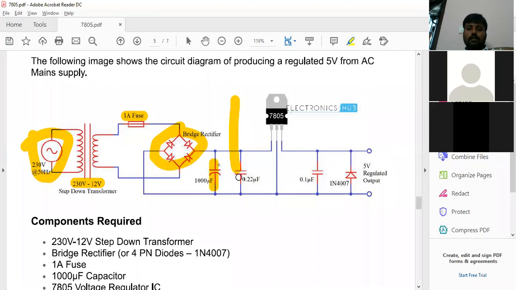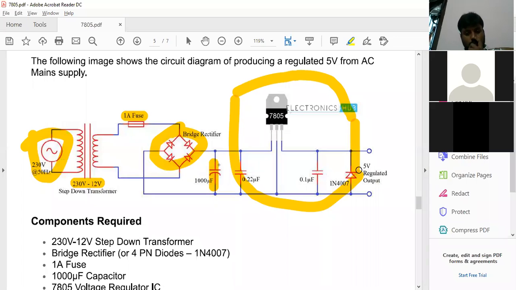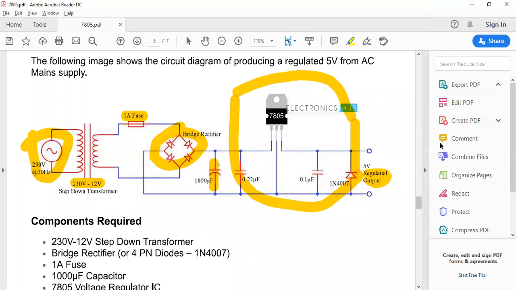And after that, here is the circuit showing only the regulator IC 7805. 0.22 microfarad and 0.1 microfarad capacitors are on the input and output side of the 7805 IC. Rectified DC is connected to the input of the 7805, and pure regulated DC will be connected to the output terminals. 5 volts regulated output.